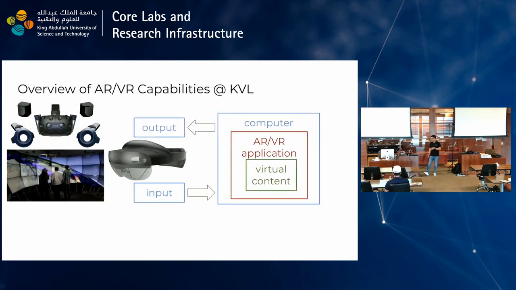So again, I have this simplistic diagram. So first thing we can help you with is hardware, right? Some of this hardware is expensive. Like the HoloLens, it's like $3,500. This Vive, I think it's like $1,000 or something. Well, this one is cheaper, $200, $250.